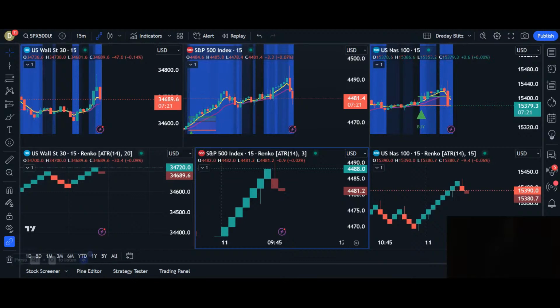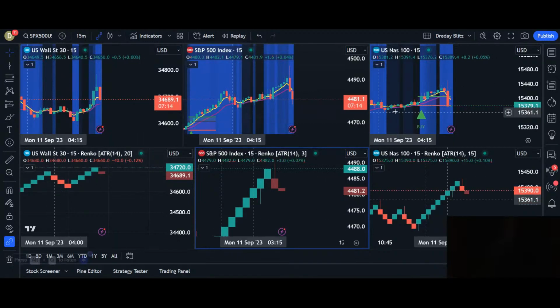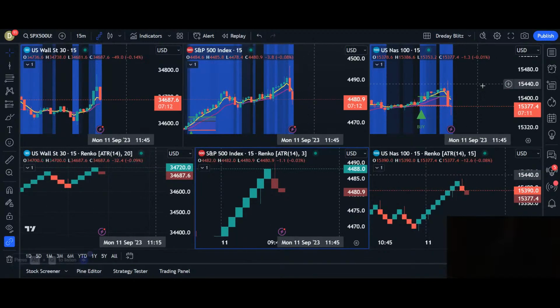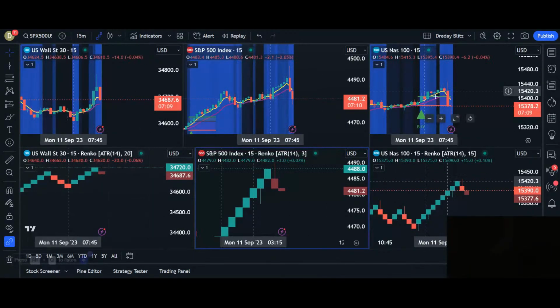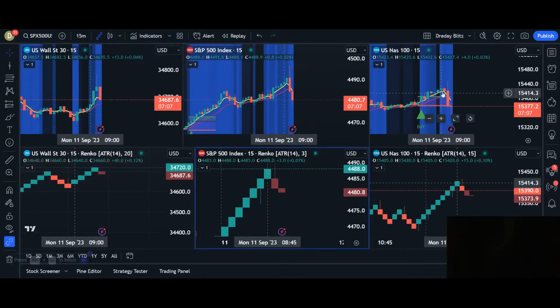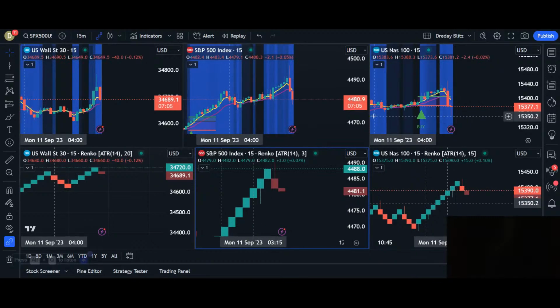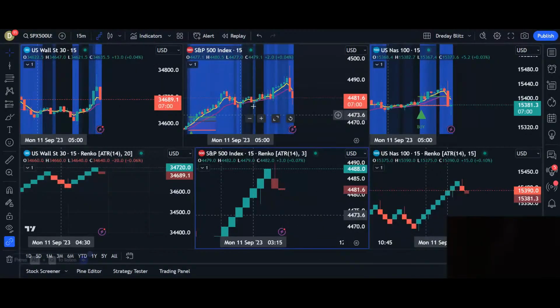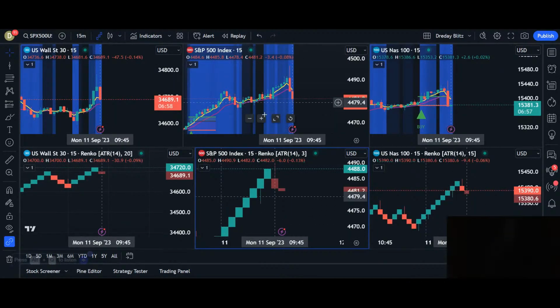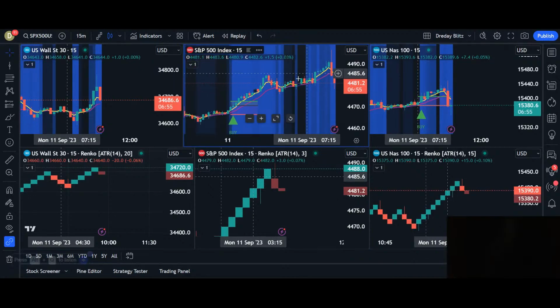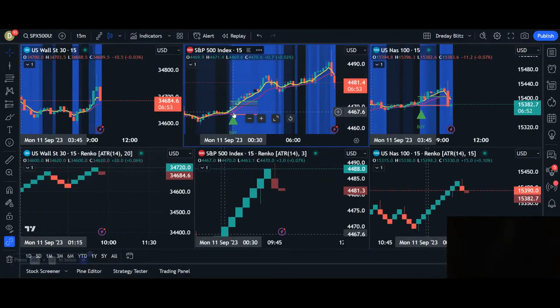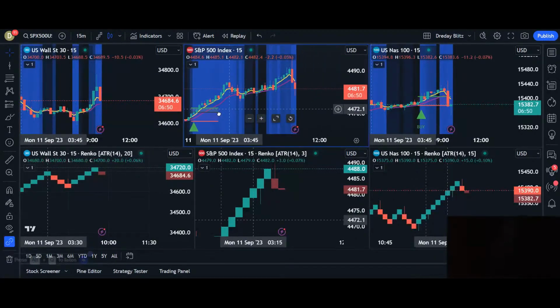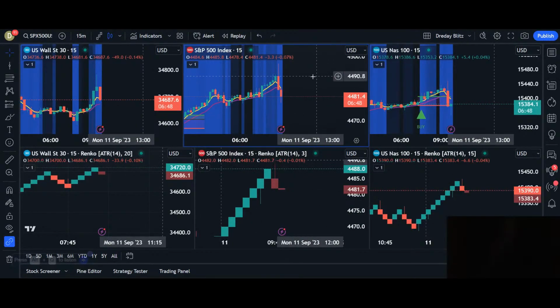So if you were in the buy setup, for example, from 7:45, you'd be out of the trade already. You would be in a small profit here. And for S&P 500, based on the 12:45 a.m. entry, you would be out of the trade right here.